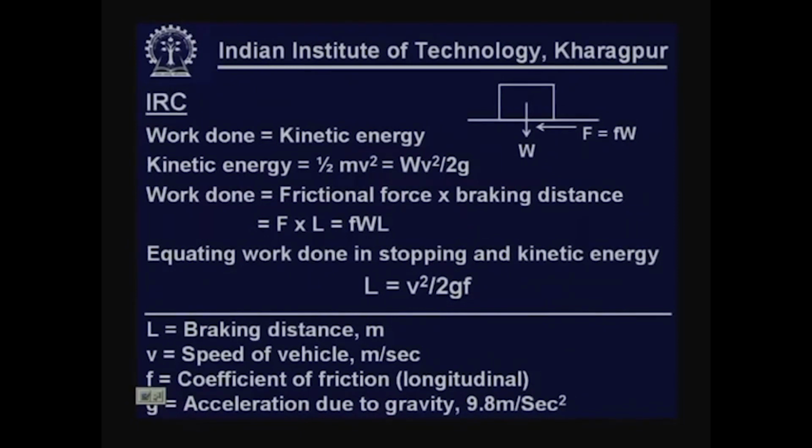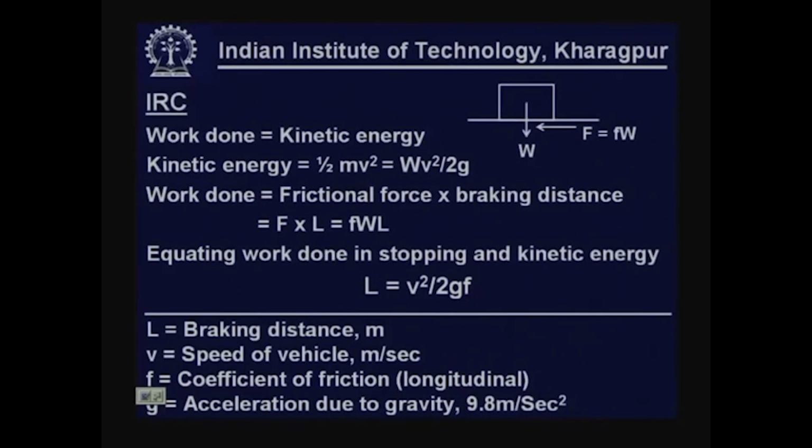Here the diagram is shown where the vehicle weight is W, and the frictional force generated is indicated as F, which is equal to the coefficient of friction multiplied by the weight of the vehicle. So, capital F is equal to small f multiplied by W. So, work done is frictional force multiplied by braking distance.